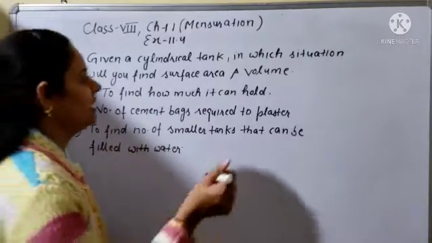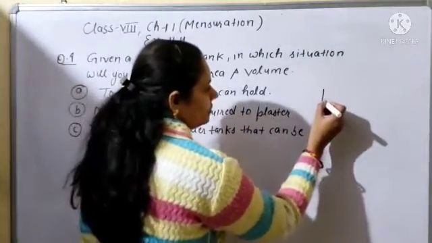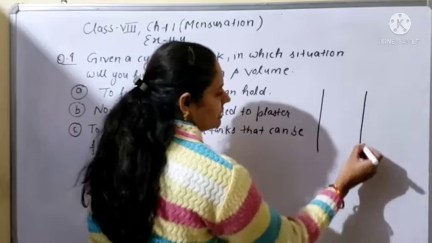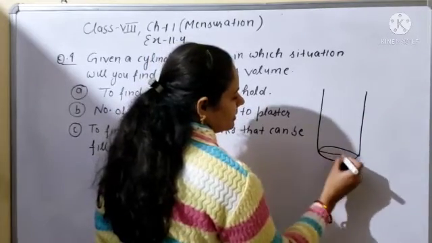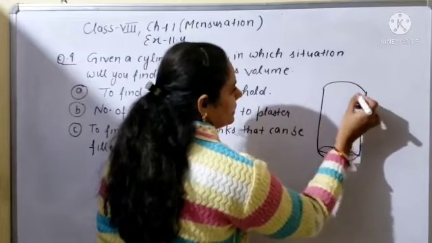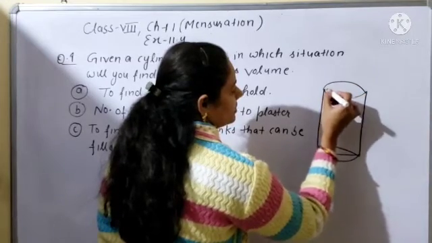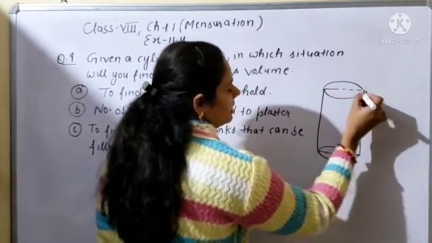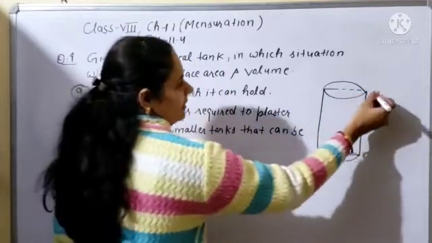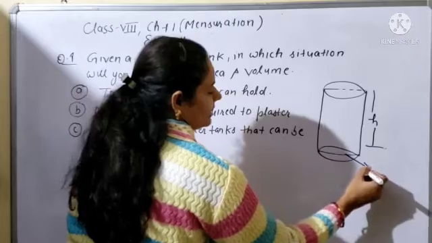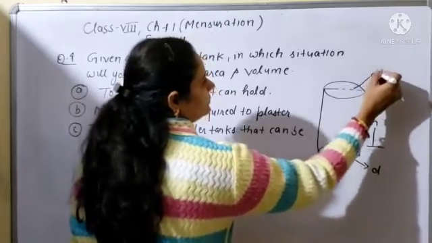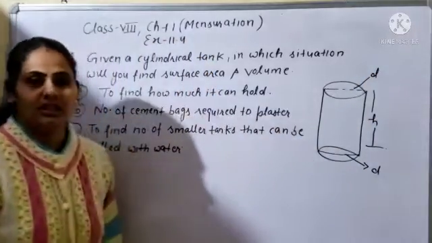So first of all, it is given a cylindrical tank. You can assume this one is your cylindrical tank. So how will it be? In the base it will be circular, and on top also it will be circular. Okay, and this one will be the height of the cylinder, and this one is called the base diameter or radius, you can say. Okay, this one will be the diameter of the cylindrical tank.